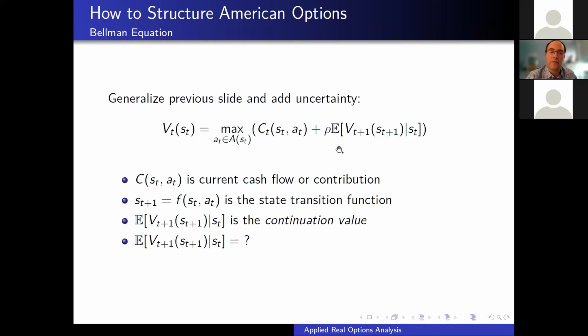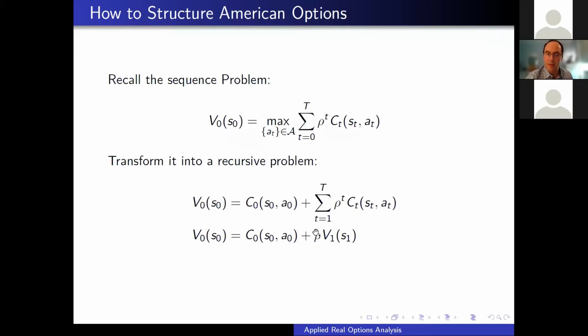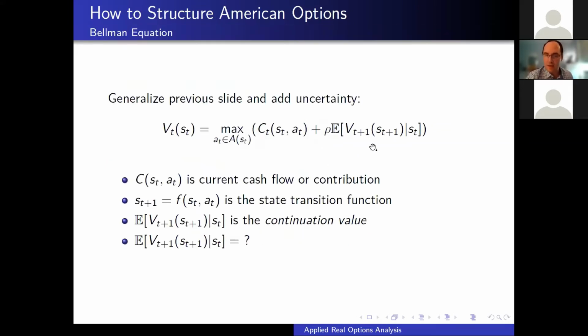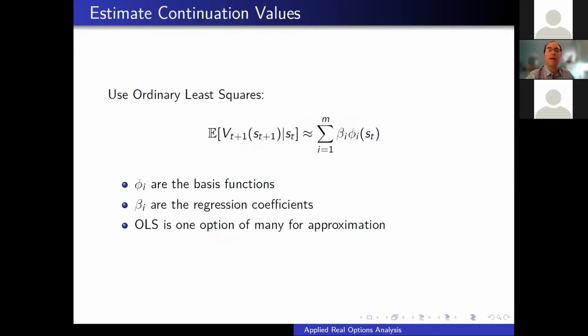So restructuring from the sequence problem, where we have a sequence of actions we need to identify, to a recursive problem, the question becomes, how are we going to value this V sub 1? I mean, what is that object? And in this more general form, it's called the continuation value. And what is it? We're actually going to use linear regression, which I imagine many people have used many times before.